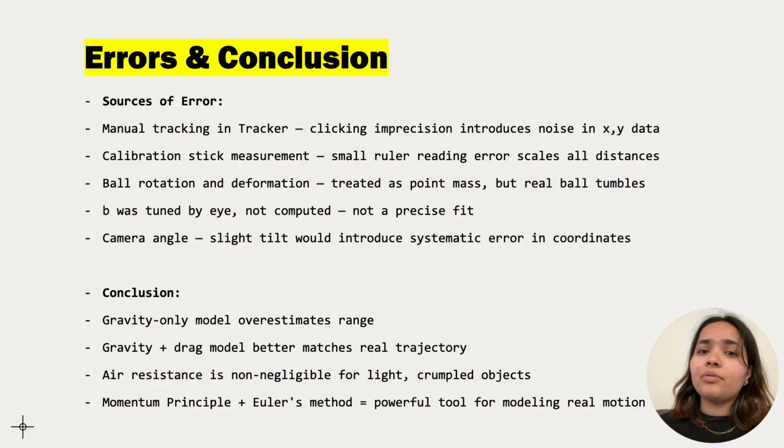So in conclusion, we found that a simple gravity-only model overestimates how far the paper ball travels, and adding a drag force proportional to the velocity squared gives us a much better match to the real data. So it confirms the momentum principle implemented step by step is a very powerful and flexible tool for predicting the real world motion.